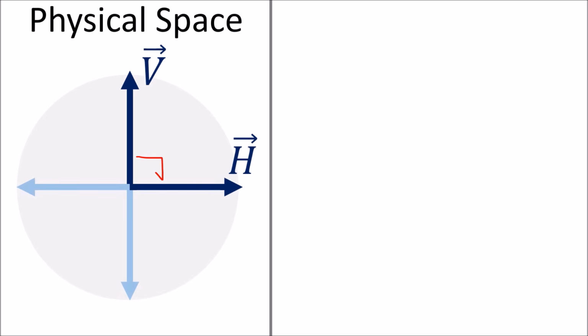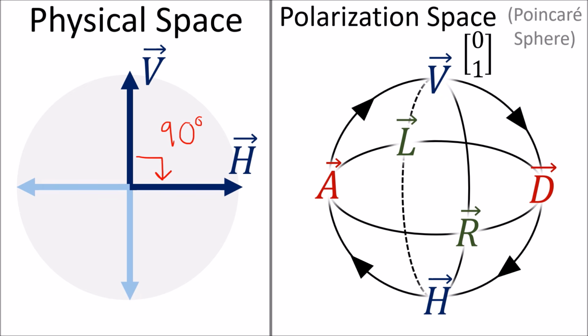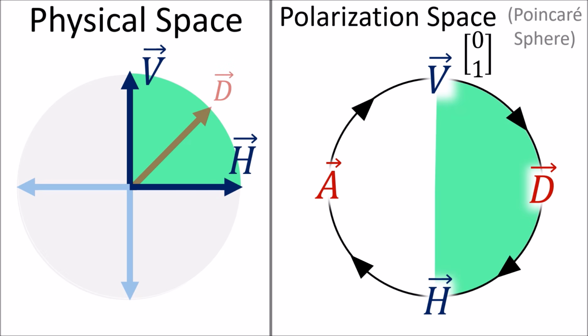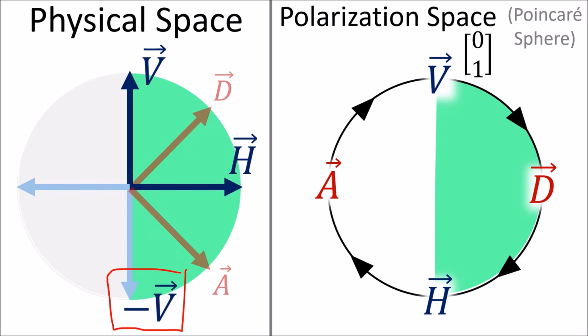Notice that in physical space, vertical and horizontal polarizations are angled 90 degrees apart. But on the sphere of polarizations we've created, the H and V polarizations are on opposite sides, 180 degrees apart. So a quarter turn in physical space corresponds to a half turn in polarization space. If we do another quarter turn in physical space, we end up at the negative vertical polarization, where the negative sign indicates the wave has an extra phase of half a cycle compared to the starting wave.